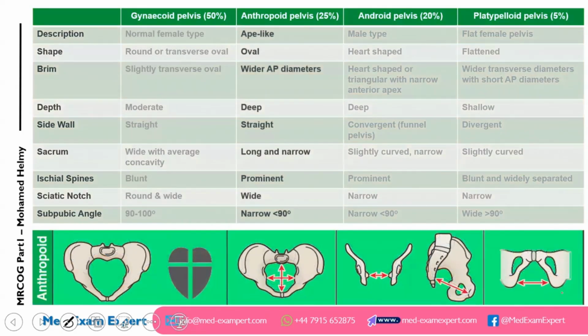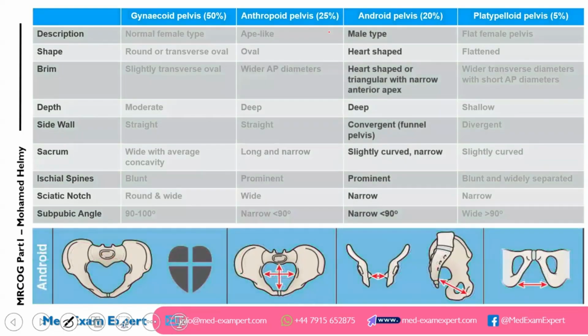The anthropoid is found in 25%, which we call ape-like. It's also oval, but oval anteroposterior, not transverse. It has a long and narrow sacrum, and it has prominent ischial spines, and its subpubic angle is narrow, less than 90 degrees. This is found in 25% of females. We have the android pelvis, which is the male type, heart shaped like that.